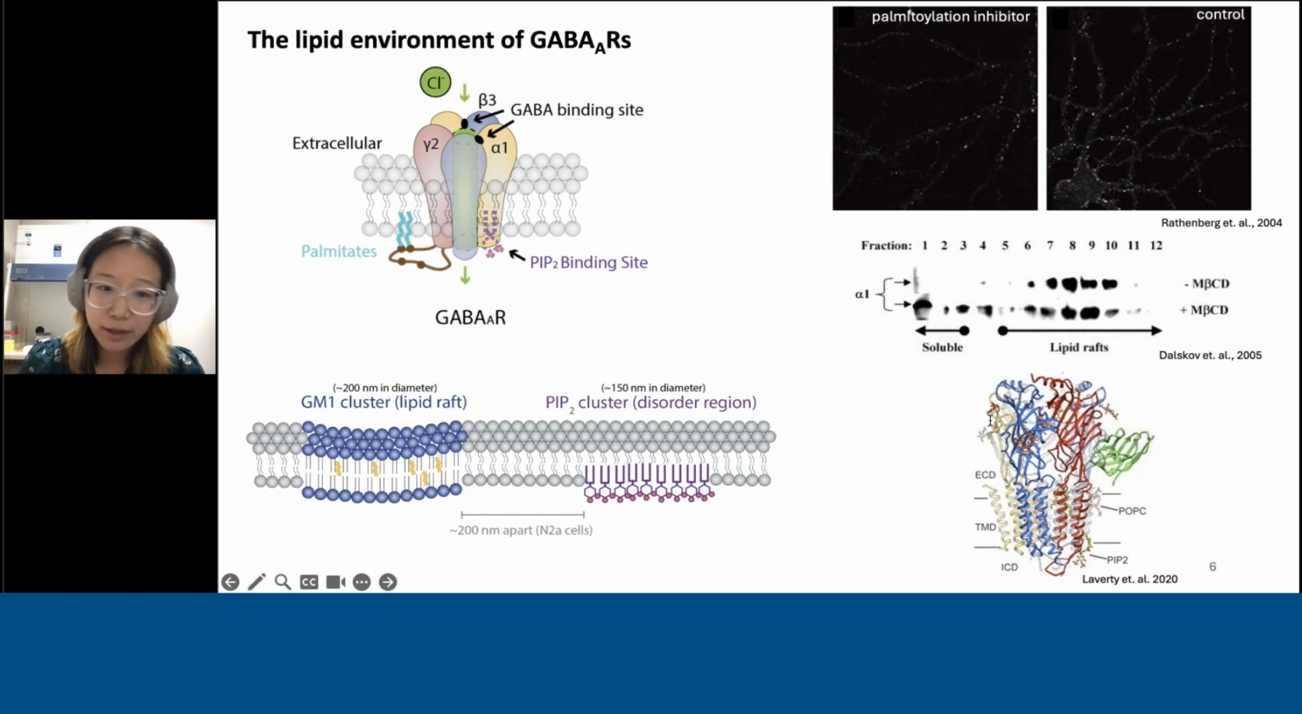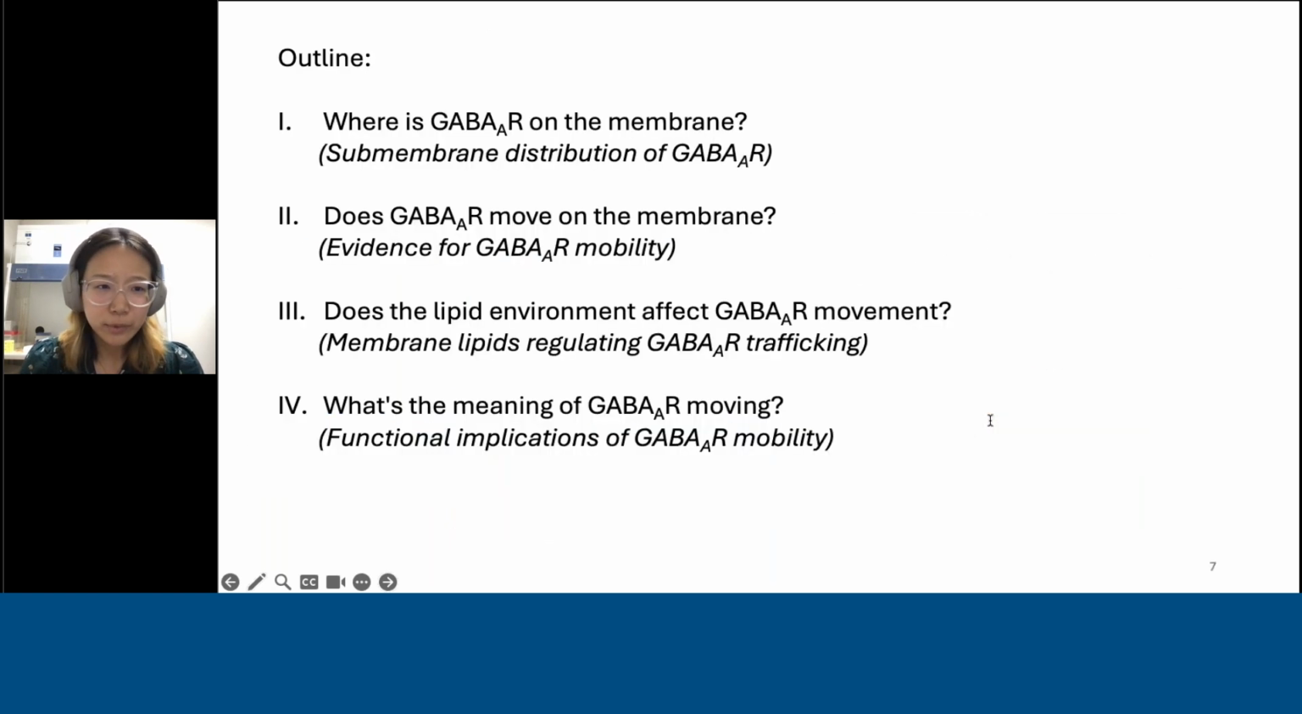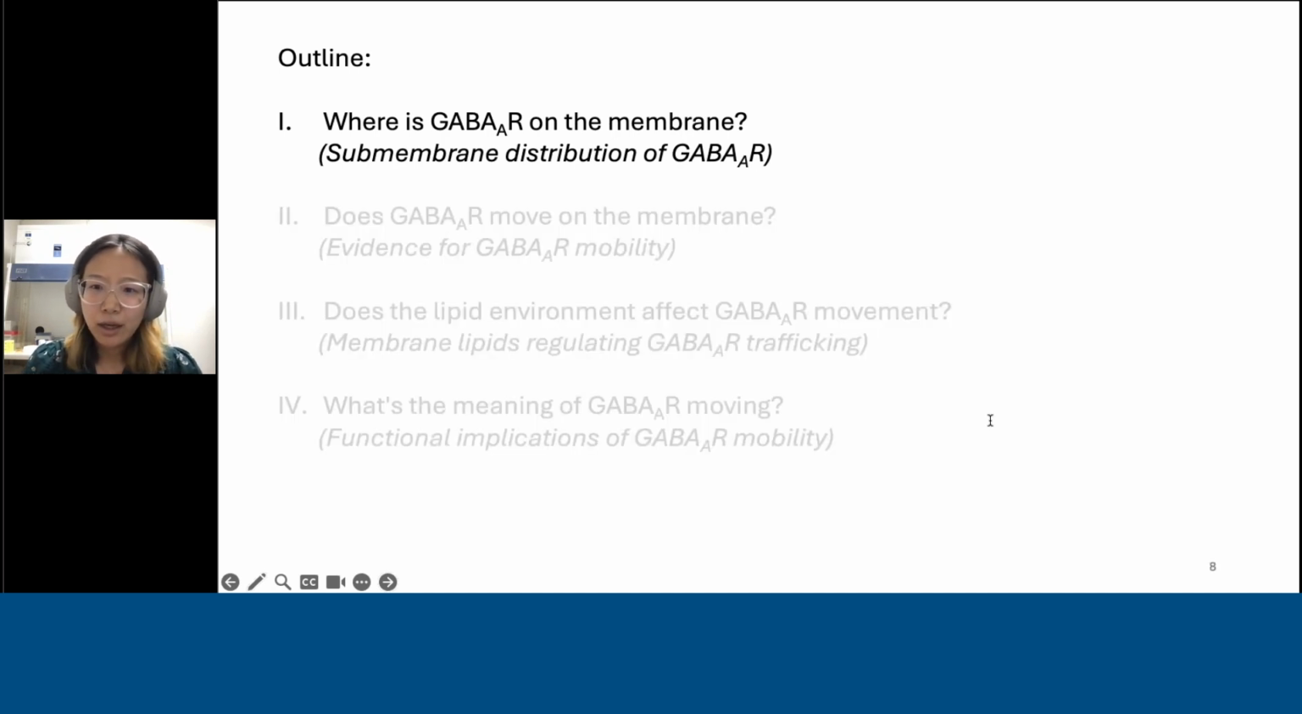So with this understanding of two significantly different domains on the membrane for the localization of GABA receptor, we want to know where the receptor is on the membrane, and does it actually have this movement between these two different domains, and whether these domains or the local lipid environment could affect this movement, and what's the functional implication for the mobility.